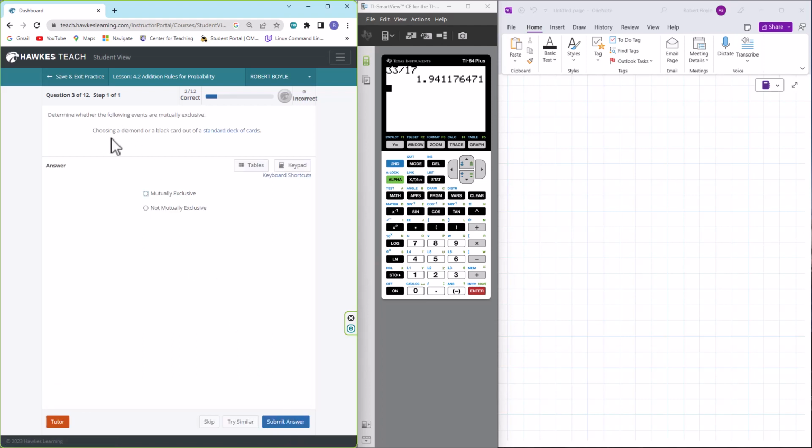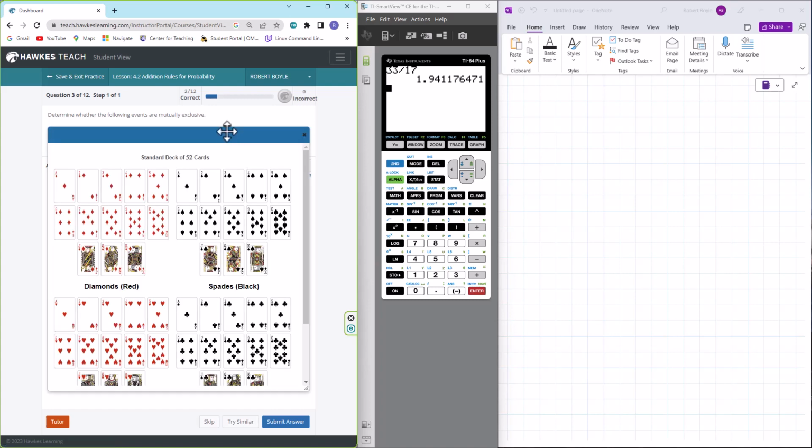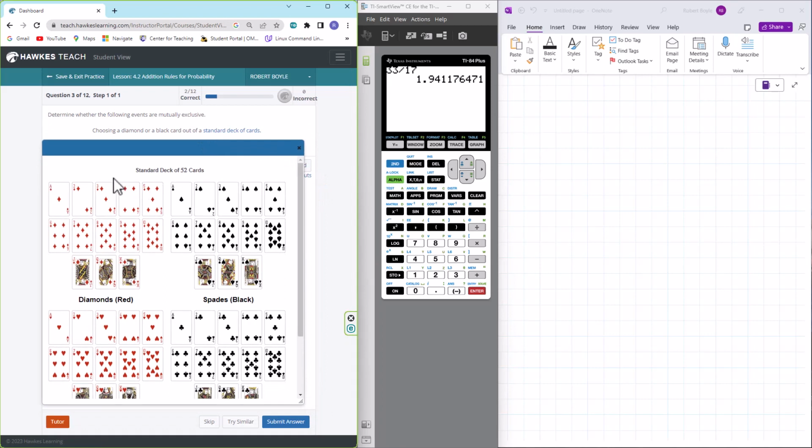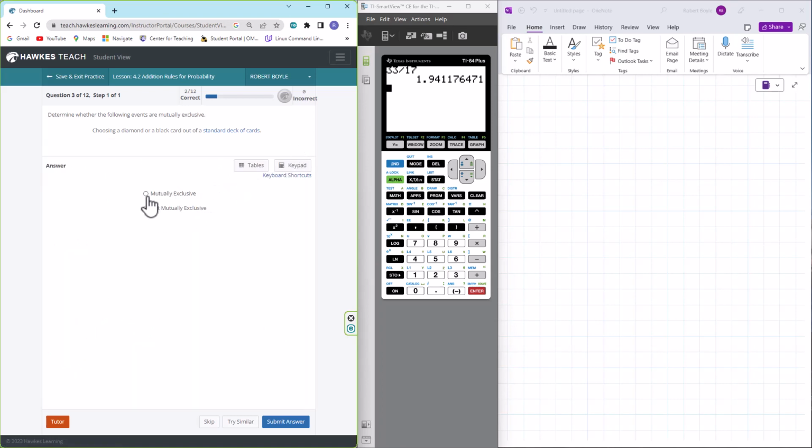Okay, how about this one? Choosing a diamond or a black card out of a standard deck of cards. Well, let's look at our deck of cards again. These are the diamonds. Notice that they are all red. These are all the black cards. Black cards are only either spades or clubs. There's no way a diamond can be a black card. They share no common elements. This is mutually exclusive.